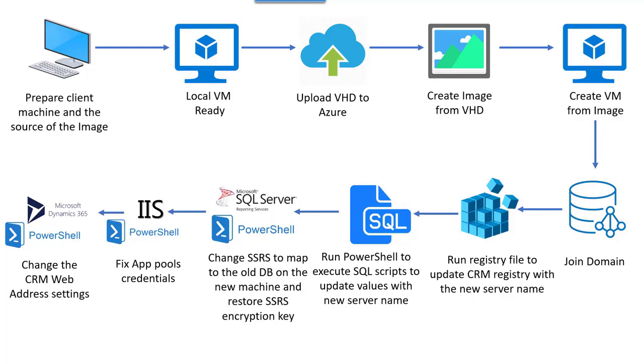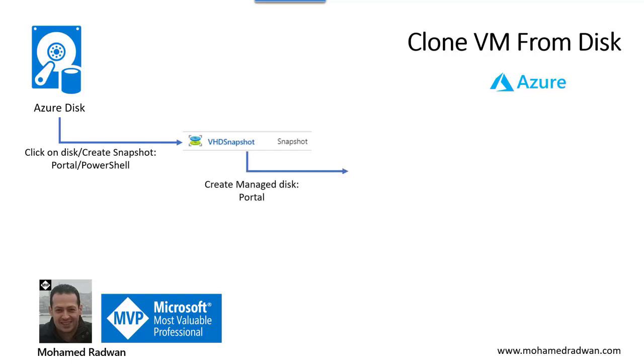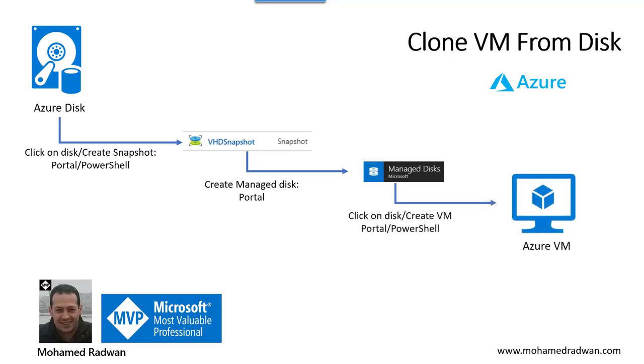And as extra steps, in some cases we can also very easily create a VM. If I have an Azure disk, I can create a snapshot from the portal. Now I have a virtual machine or a disk, and I can create a new VM from this disk by creating a snapshot. Once I have the snapshot, I start creating a managed disk, and from the managed disk, I can create a VM. This is how we can create a new VM from an Azure disk.